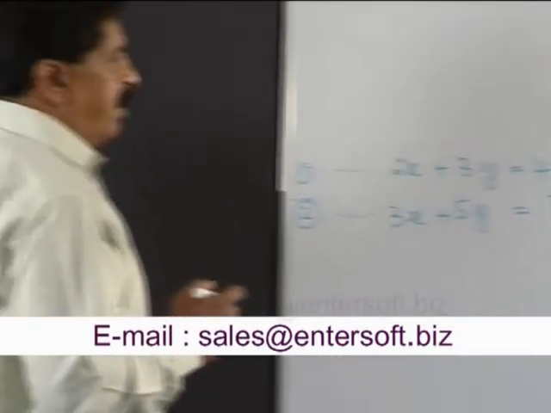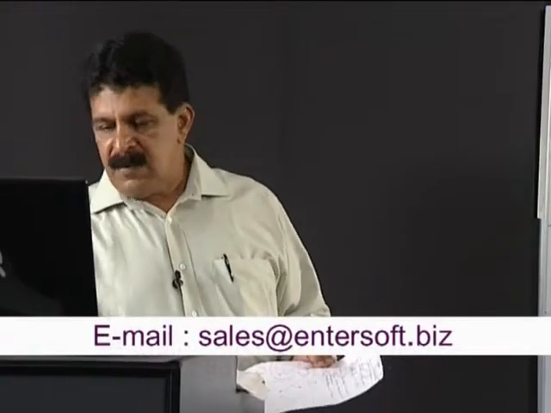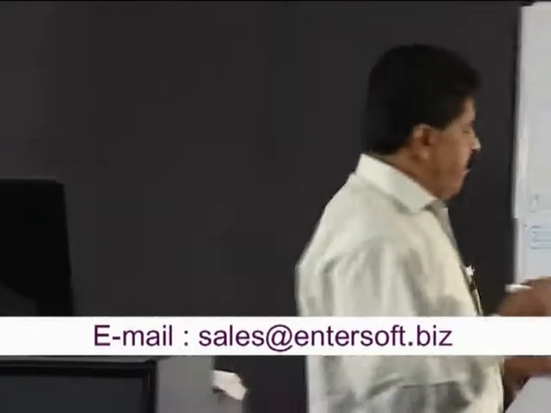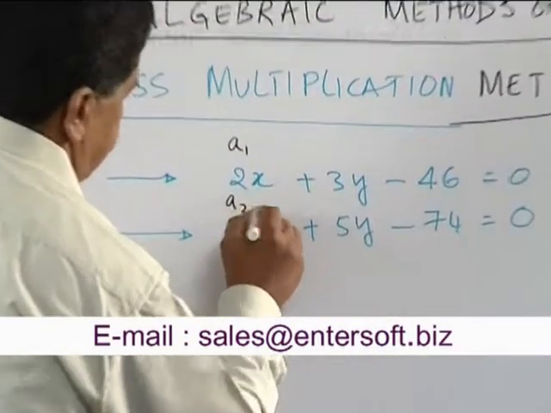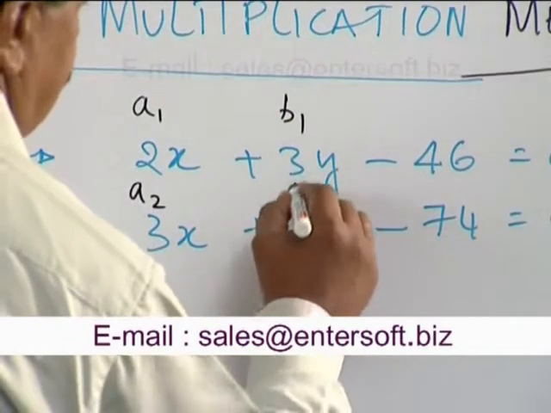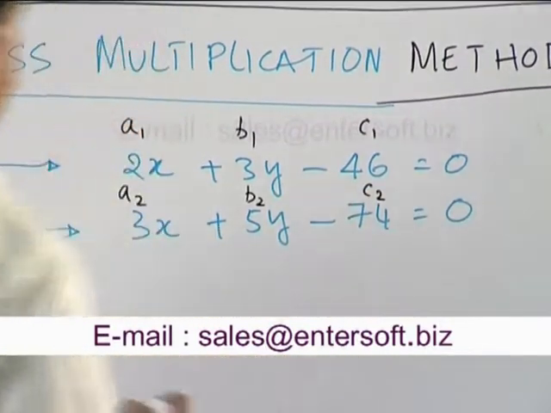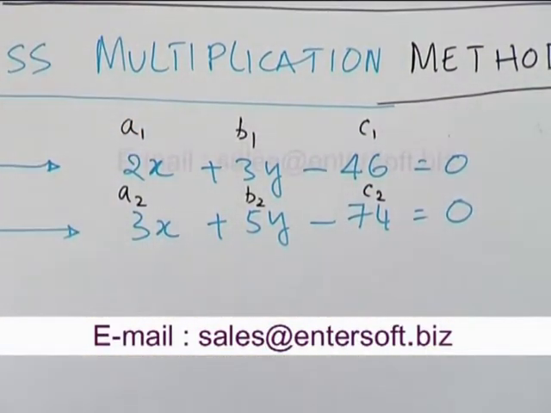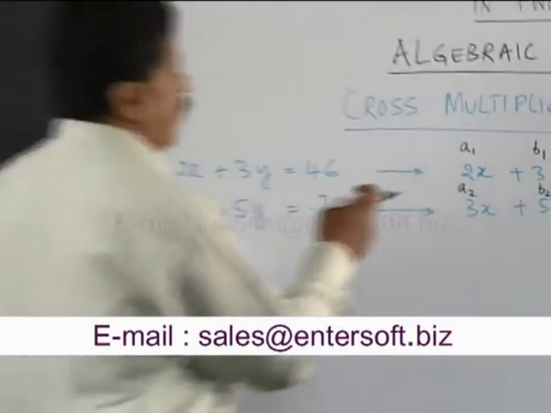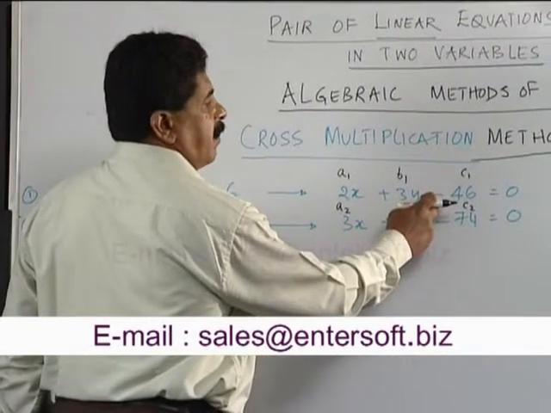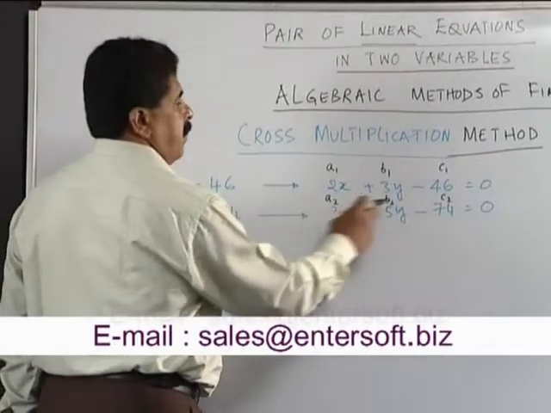Now for these two equations, what are the coefficients of x and y? I will write it in a different color. I will call this coefficient a1, and this a2, this b1, this b2, this c1, this c2. Because if you take a linear equation like this, it is called ax plus by plus or minus c is equal to 0. That is the method. Since I am using two equations, I will call it a1 b1 c1, a2 b2 c2.